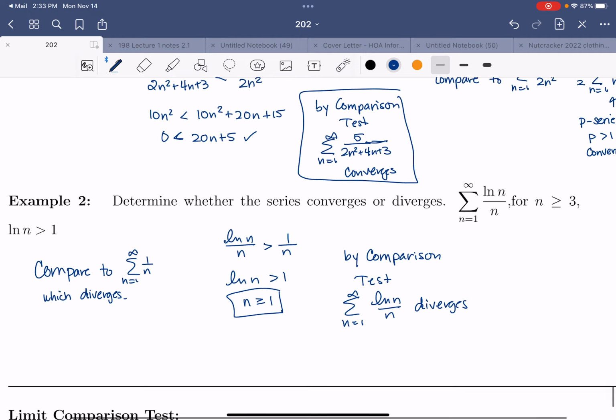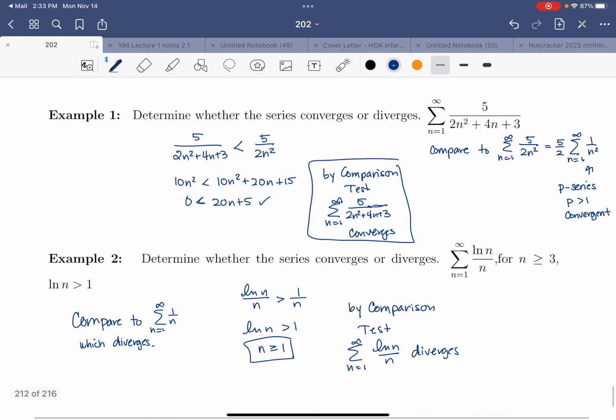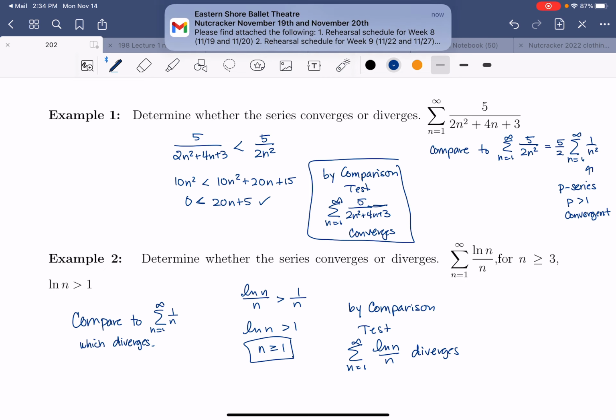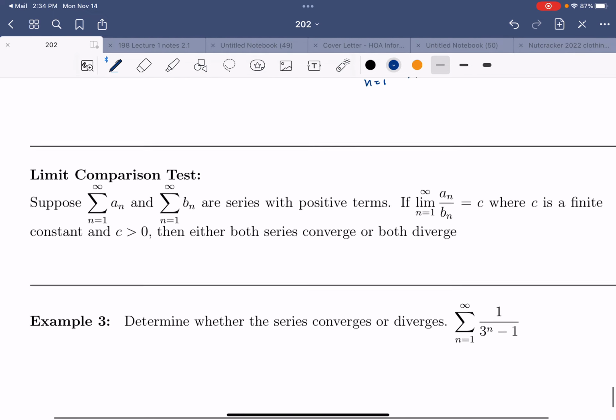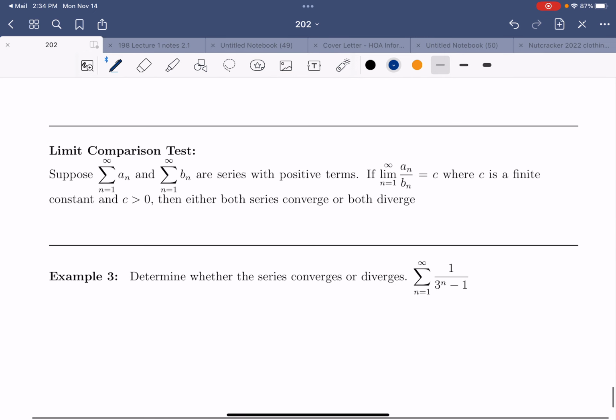Okay. Now, this comparison test is not my favorite, mostly because you have to make sure you have the right series that you're comparing it to, and you have to have the right relationship, and it's harder to think about. What's always better is the limit comparison test. And this says that if I have two series and I take the limit of the two sequences, and that's equal to a constant, as long as that constant is a number and greater than 0, then those series are going to do the same thing.